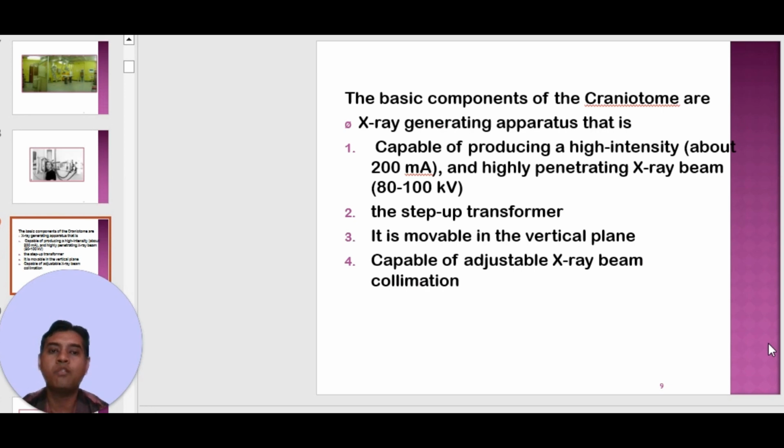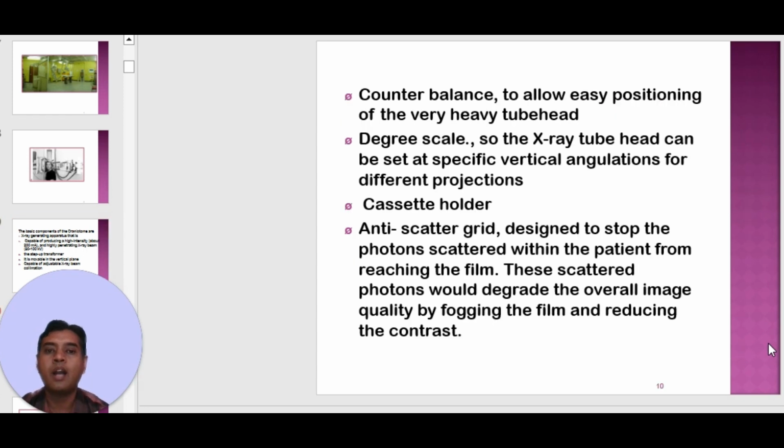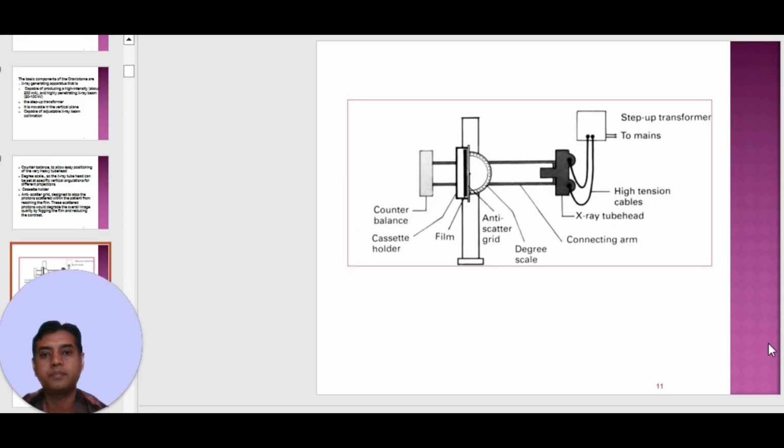The basic components of the craniostat are an X-ray generating apparatus capable of producing a high intensity, highly penetrating X-ray beam, a step-up transformer, a tube head movable in the vertical plane and capable of adjustable X-ray beam collimation, a counterbalance to allow easy positioning of the heavy tube head, a degree scale, a cassette holder, and an anti-scatter grid designed to stop photons scattered within the patient from reaching the film.